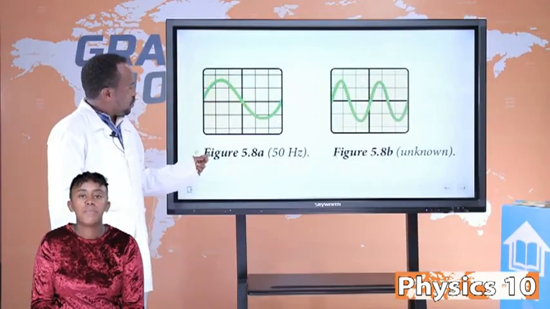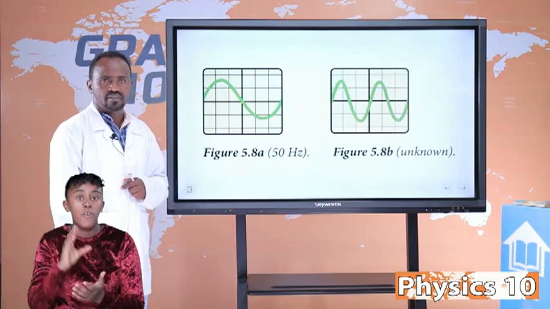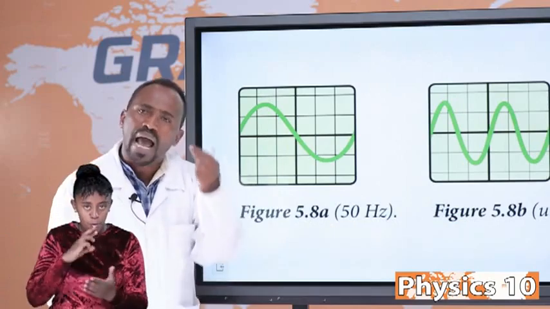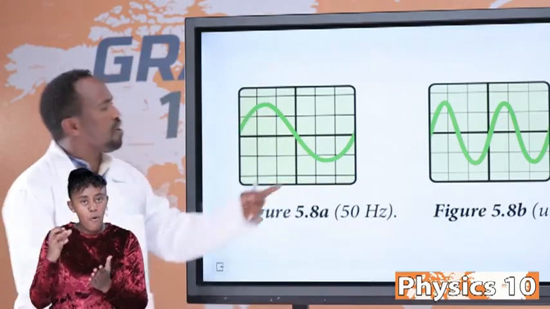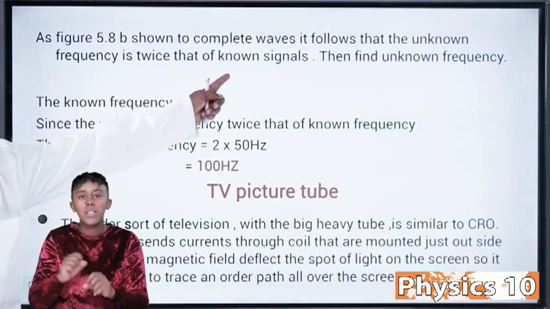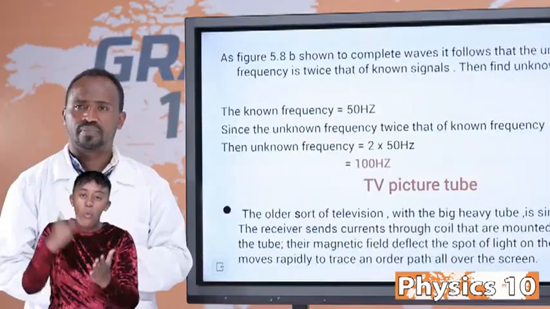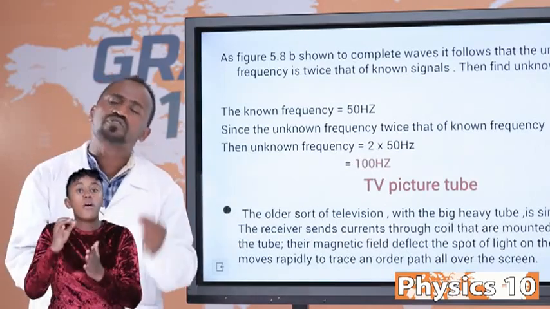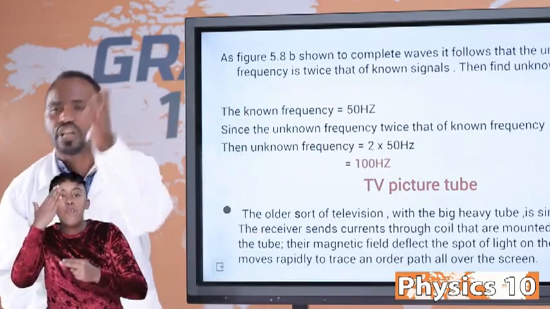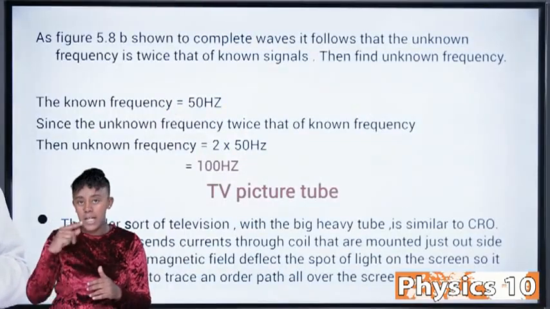Here is the diagram. The frequency of the first signal is known, 50 hertz, and we don't know the frequency of the second one. So we are going to calculate the value of the frequency of the second figure. Now, the figure shows two complete waves, so it follows that the unknown frequency is twice that of the known signal. The unknown frequency is 2 times the known frequency. The known frequency of 50 hertz is given.